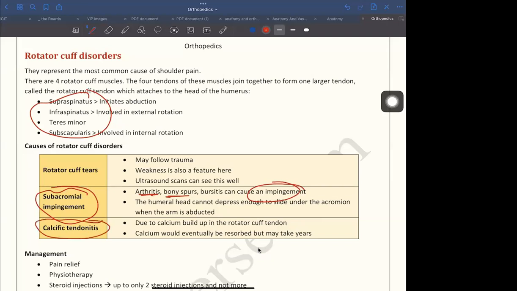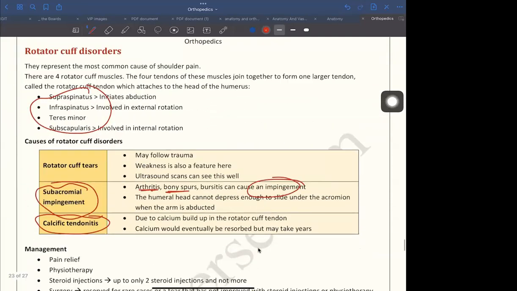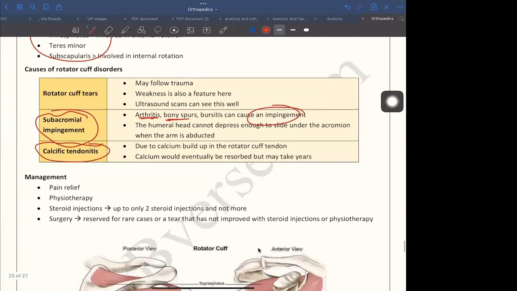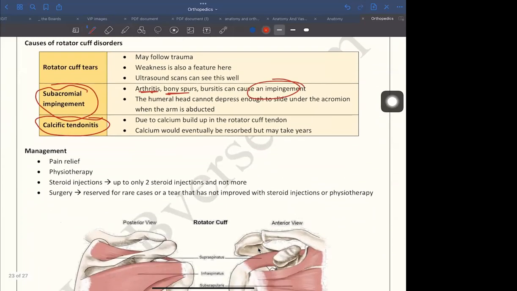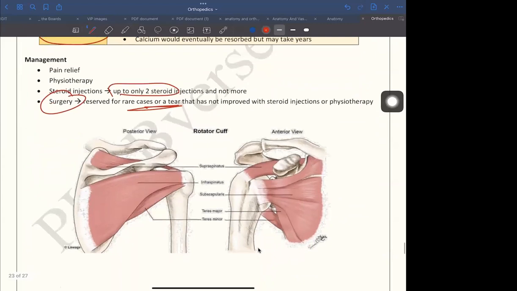Calcific tendinitis. The common scenario here is a female patient after mastectomy who presents to you with a very frozen shoulder. So this is basically a frozen shoulder due to calcification in the tendon in this area. The management is pain relief, physiotherapy, and steroid injection could be one of the options as well. Surgery is rare and it's the last resort to treat.